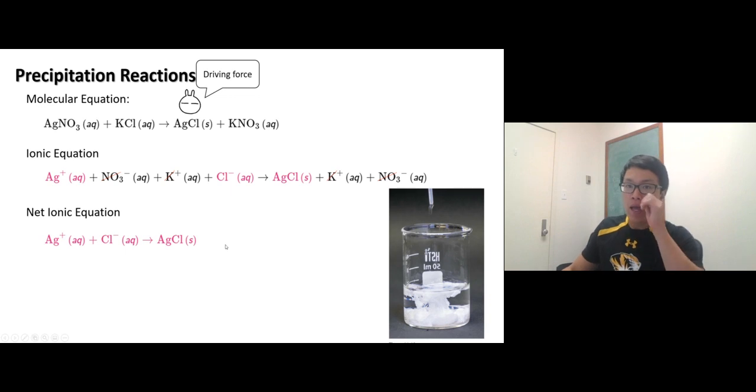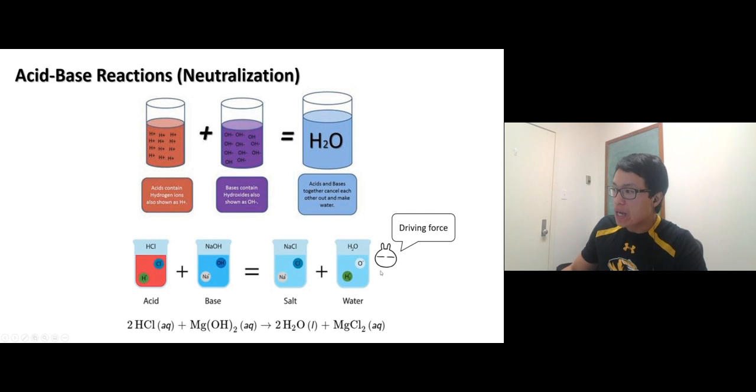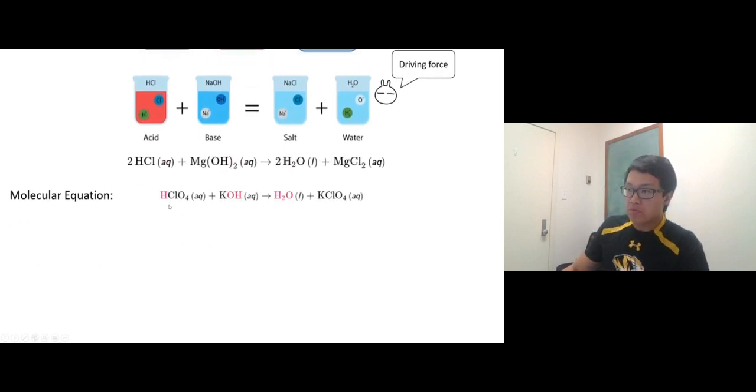What's really happening? The next one is an acid-base reaction, right? So we have an acid and a base to make salt and water. Always get salt and water, and the formation of water is a driving force. Okay, water is really stable, and any reaction that forms water is usually a spontaneous reaction. All right, so the molecular equation, you can write an acid and a base, and water and a salt.